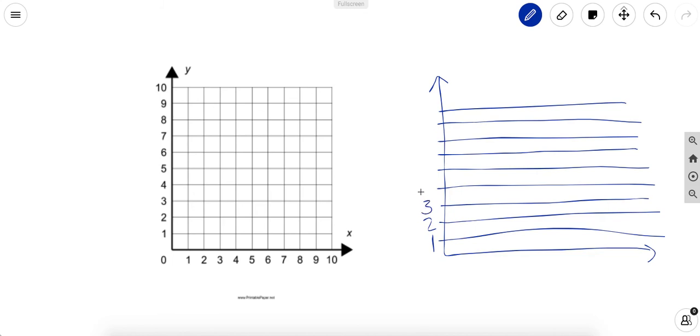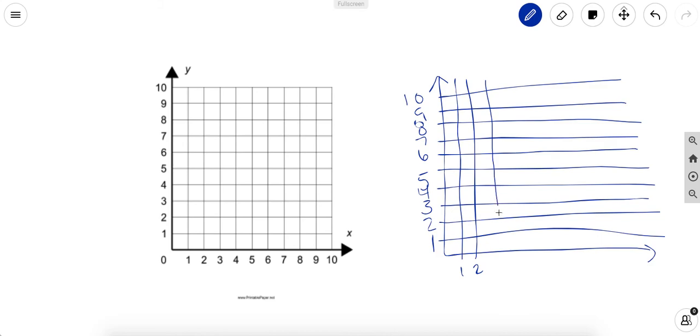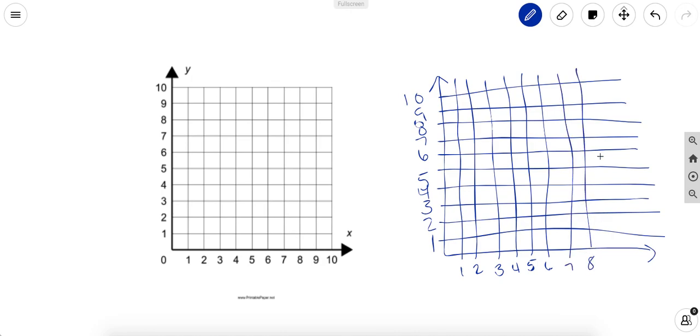1, 2, 3, 4, 5, 6, 7, 8, 9. And we need to go one more line. 10, not even close to being straight. And then you're going to do the same thing going up and down. So we got 1, 2, and you would just keep doing this, right, until you get 10 to 10. Six, 7, oh, these are not even close to being straight. 8, 9, and 10. And then you just finished drawing a graph.